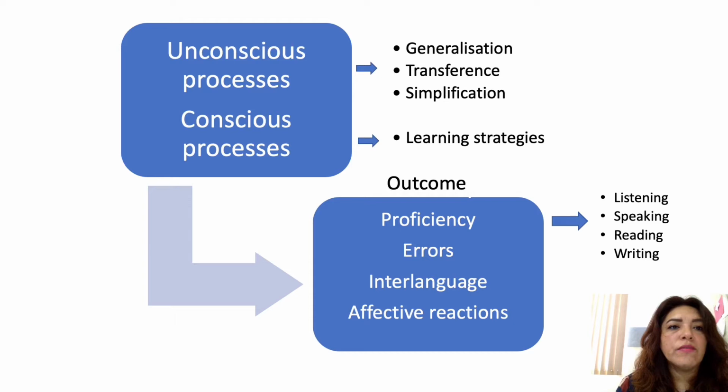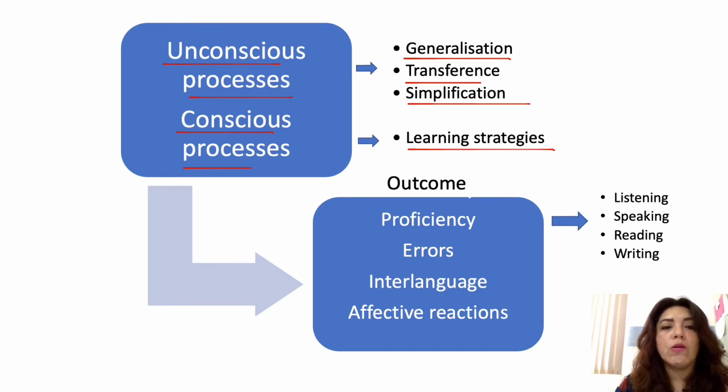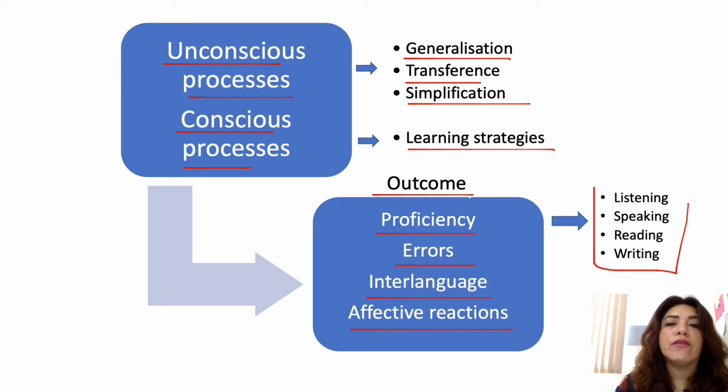Then we can find another box that consists of two kinds of processes. The unconscious processes refer to the generalization, the transference, and the simplification, and the conscious process refers to the learning strategies. Finally, the box that shows the result of the whole learning process, where we can find the outcome, and we find here the proficiency, errors, interlanguage, and affective reaction. So we can find here the 4 skills ability in English.